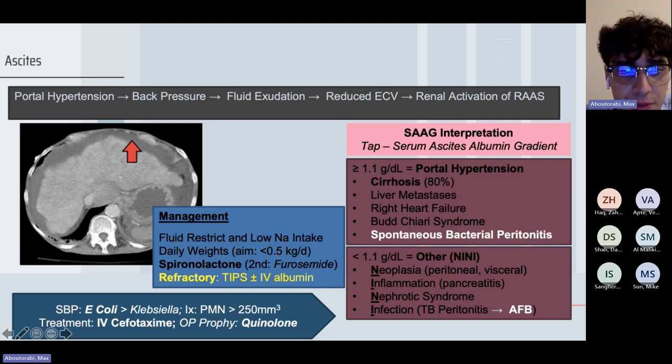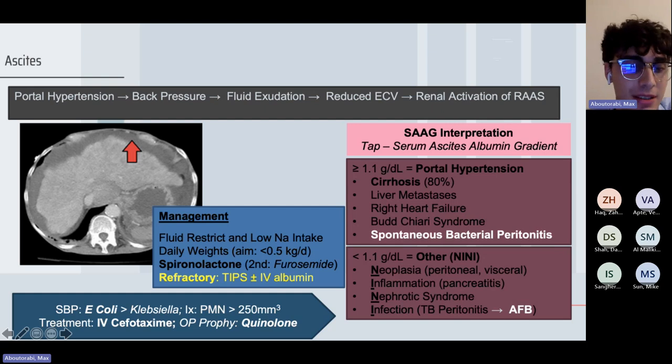And then in terms of your management, the first things you'd want to do is fluid restriction, and also decrease their sodium intake, as this can cause more fluid to leak out of the vessels. You'd also want to look at aldosterone antagonists, so spironolactone. And if this is refractory, then you'd want to do a TIPS procedure, which we'll get onto later, and also give IV albumin.